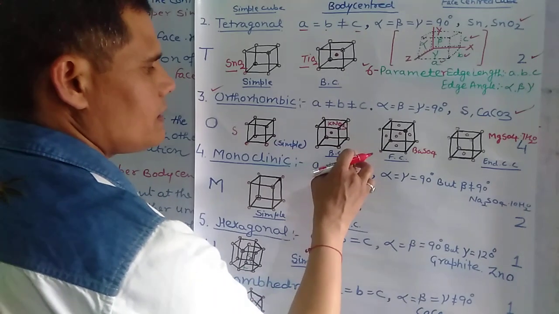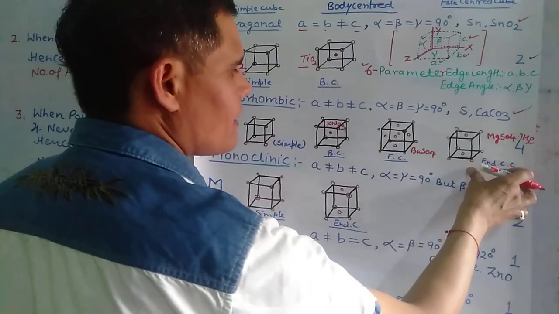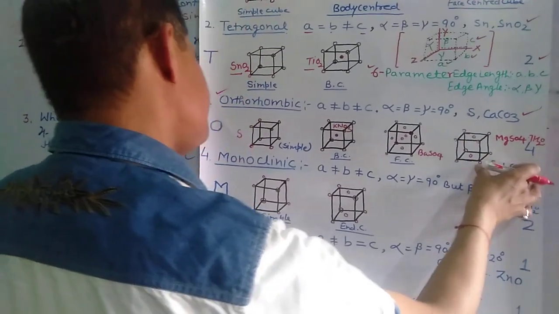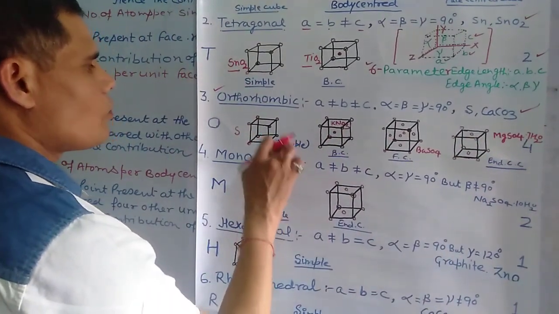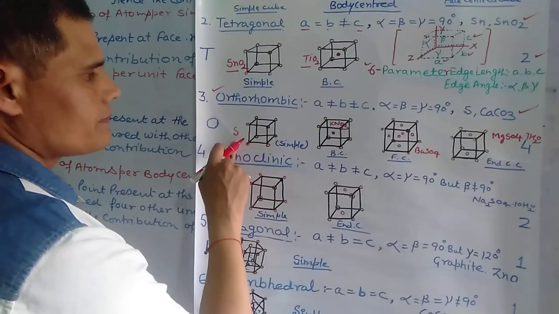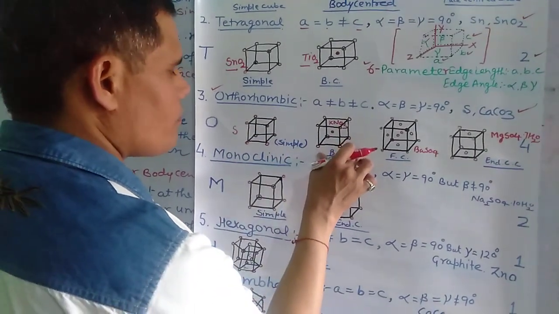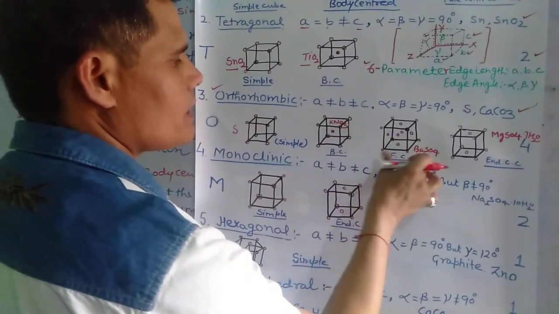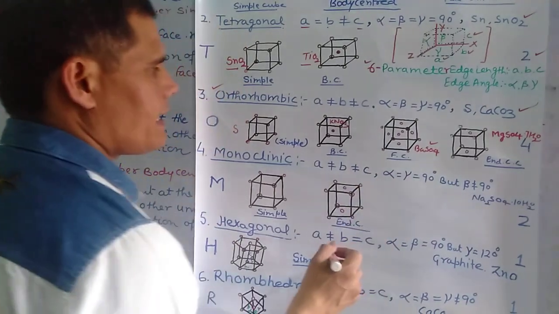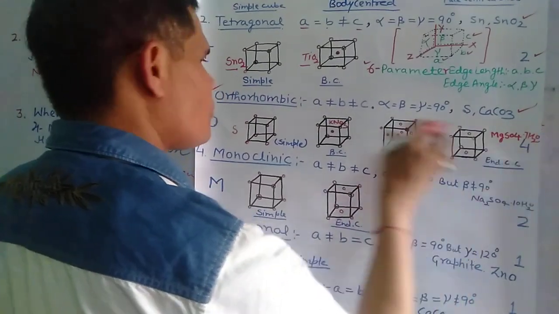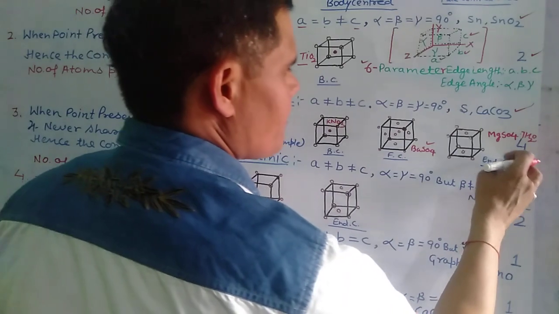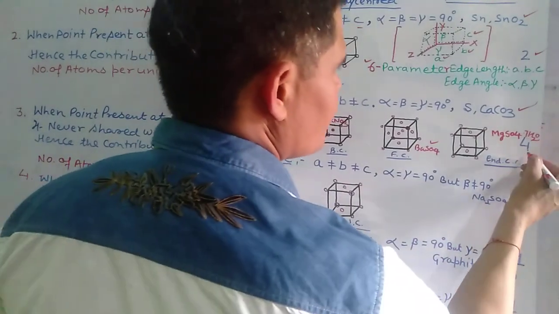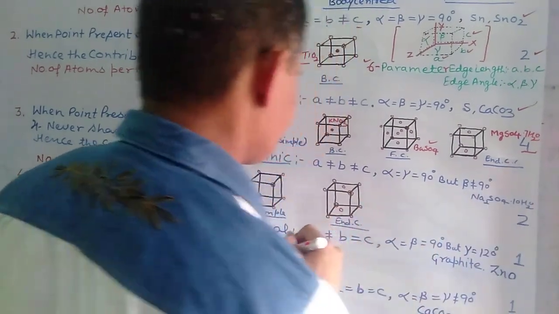Simple, body centered, face centered, and end centered we can explain as earlier. The simple orthorhombic is sulfur, body centered orthorhombic is potassium nitrate, face centered orthorhombic is barium sulfate, and end centered orthorhombic is magnesium sulfate. These are of four types.